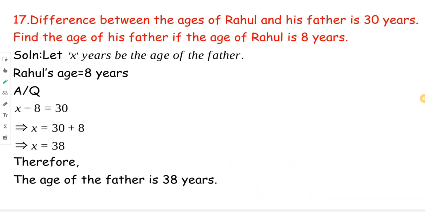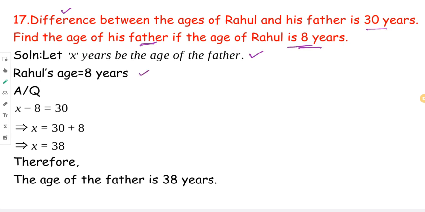Let's do one last question. 17. Difference between. So difference means, remember, subtraction or minus, right? The difference between the ages of Rahul and his father is 30 years. Find the age of the father if the age of Rahul is 8 years. So remember, they've given us the age of Rahul. We also find the age of his father. Since we don't know it, that is x, and Rahul's age will be 8 years, already given.